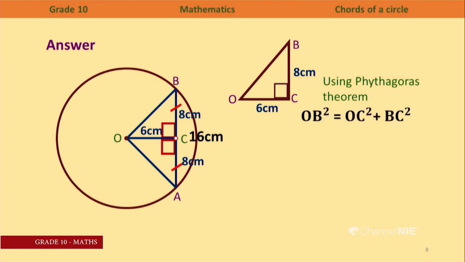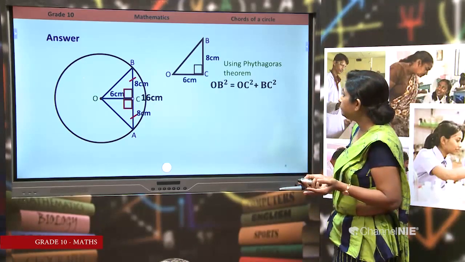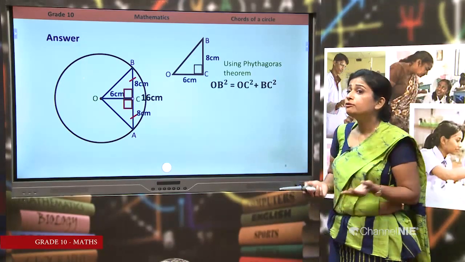OB squared equals OC squared plus BC squared. Then we should substitute the values. Do you know the OB value? You don't know. We are going to find that.